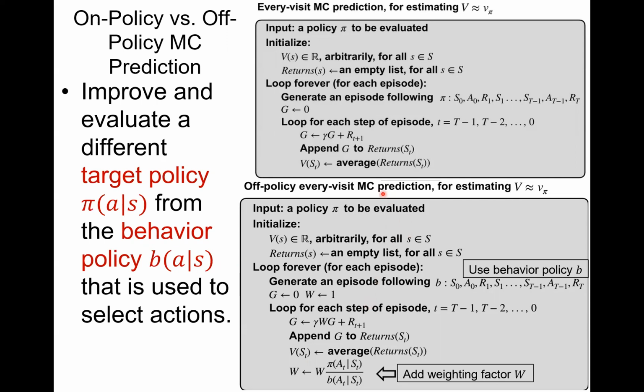The difference between off-policy every-visit Monte Carlo prediction for estimating the value function and on-policy every-visit prediction is the weighting factor for the importance sampling. You use a behavior policy for actual execution and exploration, whereas you learn a target policy pi that's different from the behavior policy.